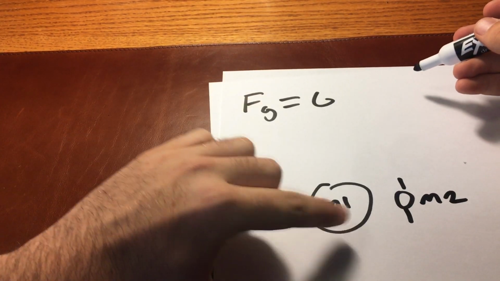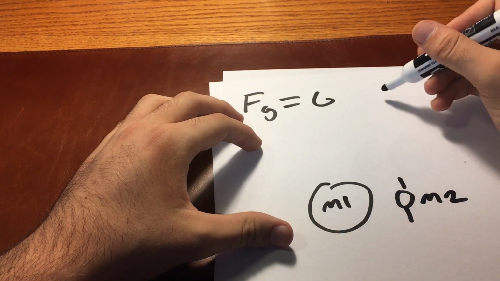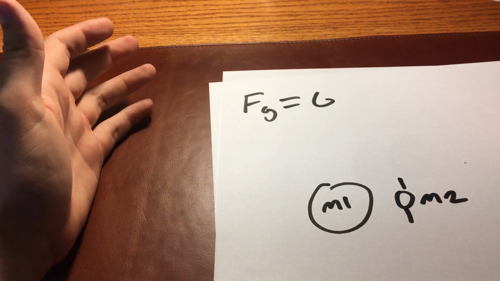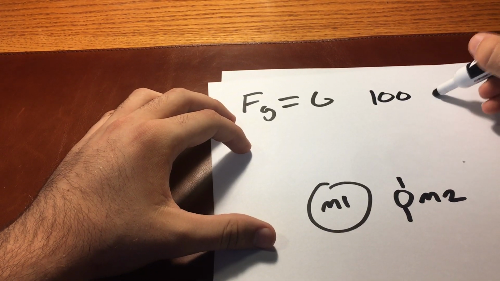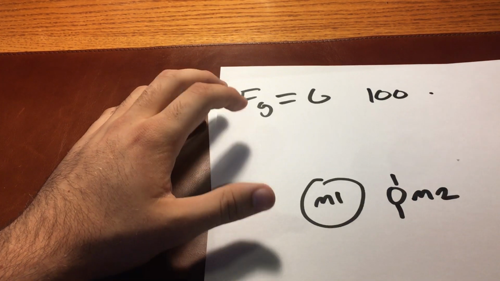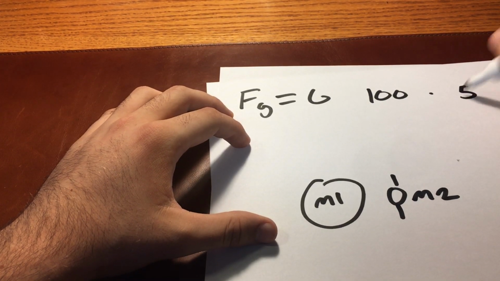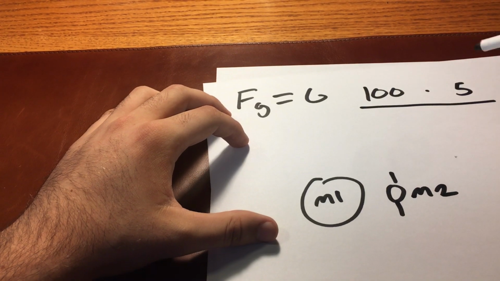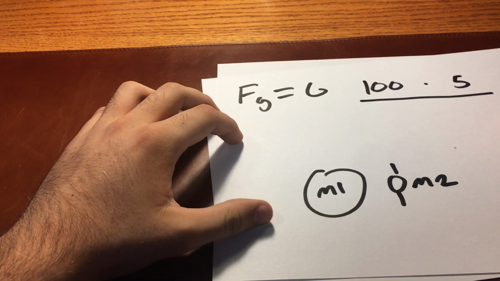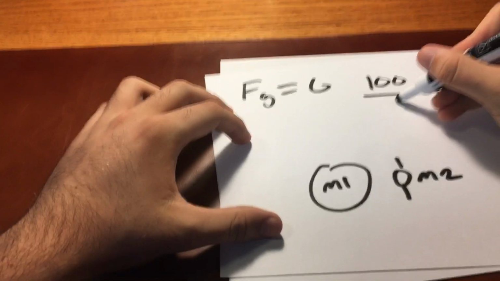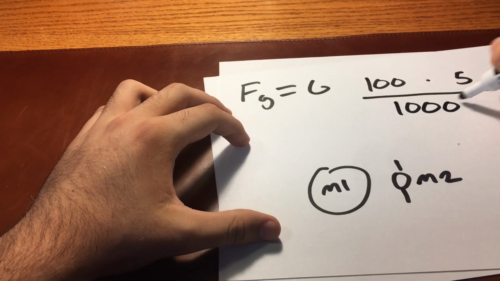Let's say the mass of this planet is 100 kilograms. So we'll do 100 times, and then let's say this is 5 kilograms. 100 times 5 divided by the distance. Let's say it's about 1,000 meters. So we have 1,000 squared.